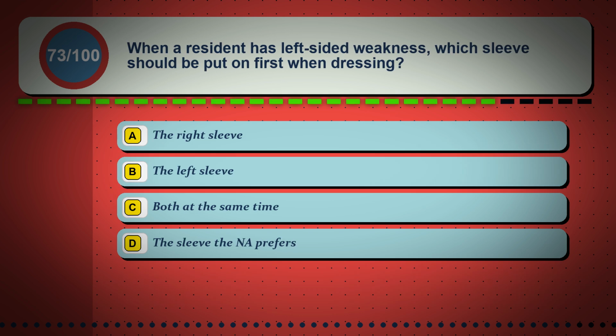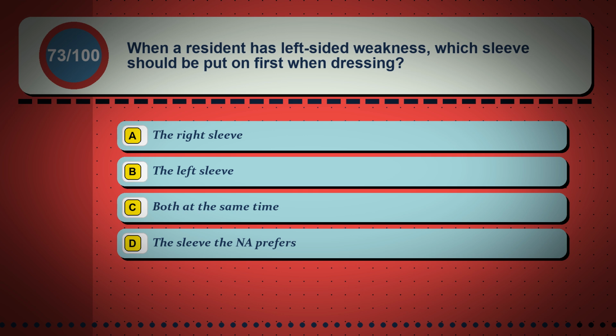Question 73. When a resident has left-sided weakness, which sleeve should be put on first when dressing? Option A, the right sleeve. Option B, the left sleeve. Option C, both at the same time. Option D, the sleeve the NA prefers.